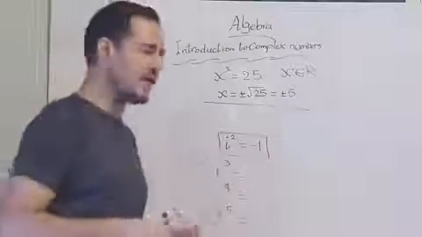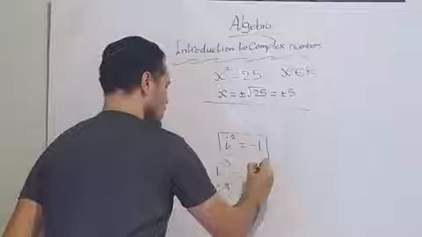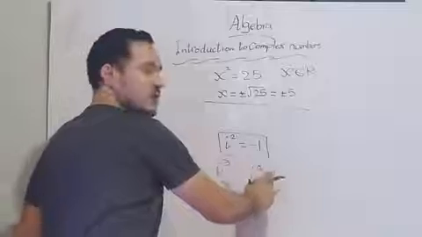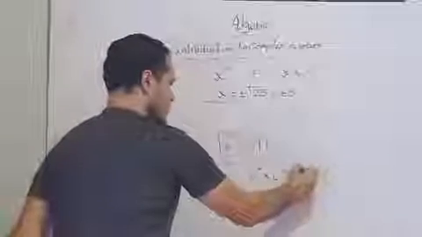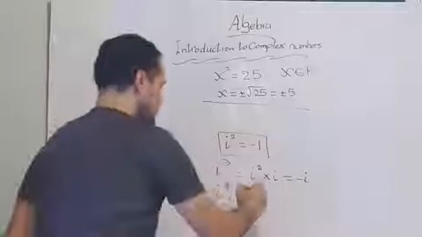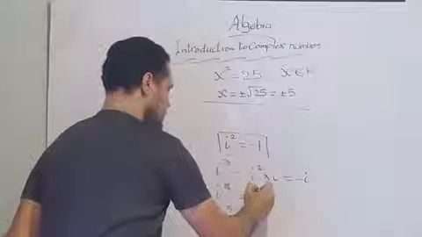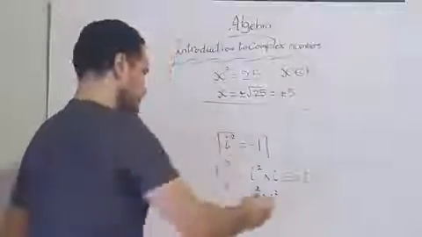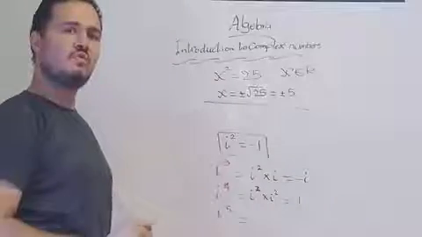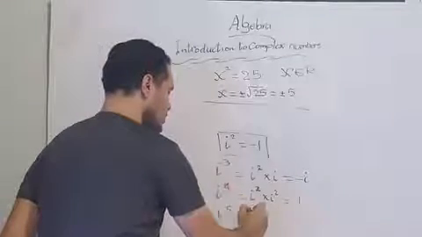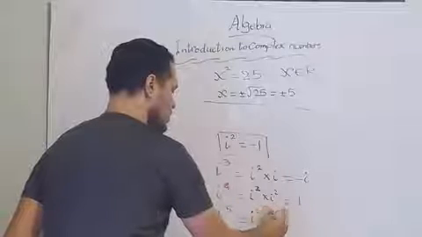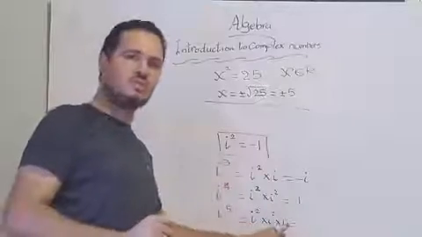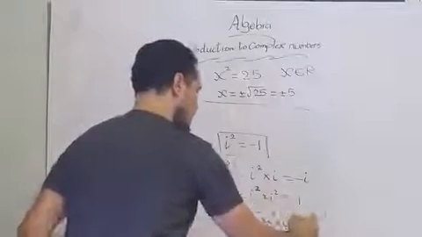i³ may be expanded as i² times i. i² is already negative 1. So negative 1 times i equals negative i. i⁴ can be expanded as i² times i². Negative 1 times negative 1 equals 1. i⁵ may be expanded as i² times i² times i¹. i² is negative 1, times negative 1 equals 1. 1 times i equals i.